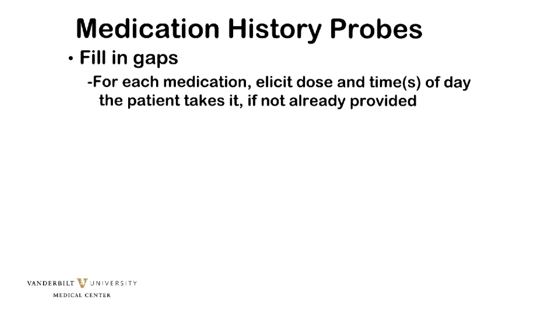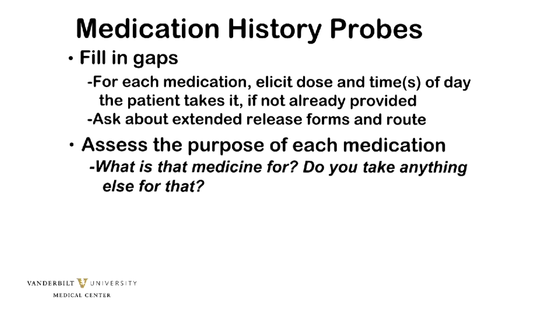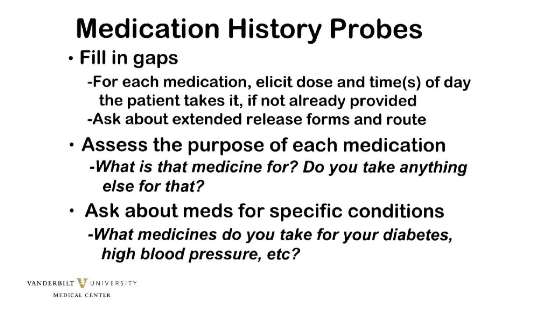For each medication, elicit the dose and time of day the patient takes it, if this information has not already been provided. When appropriate, ask about formulations, such as extended-release forms of diabetes and blood pressure agents, and route of administration. Asking about the purpose of each medication provides information about patient understanding and may also lead to additional prompts. For example, asking if the patient takes anything else for that condition. Asking about medications for specific conditions that the patient has, based on the patient's problem list, also helps complete the medication list.